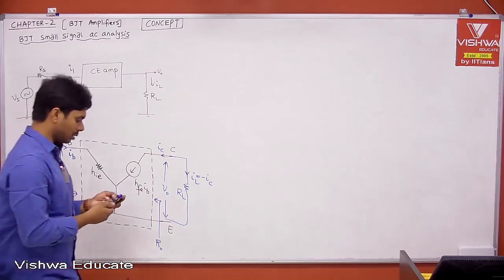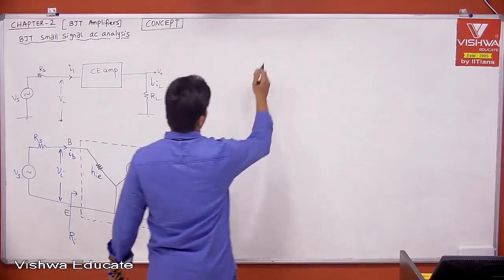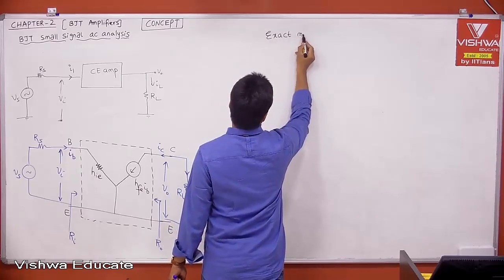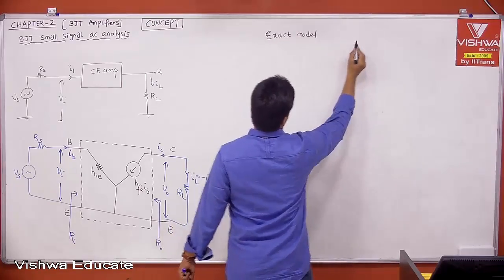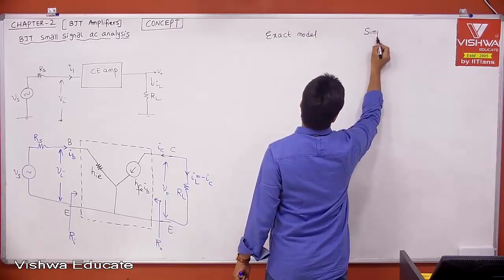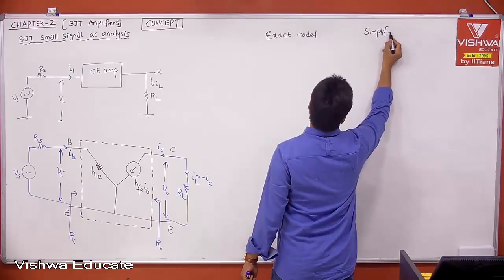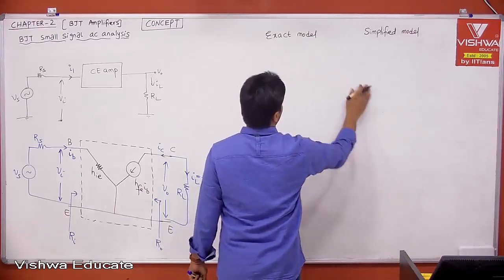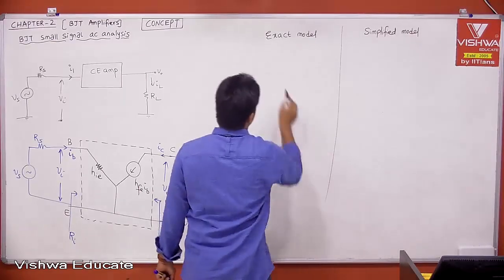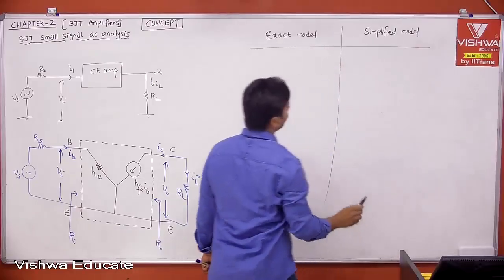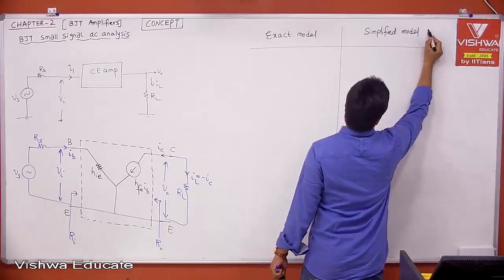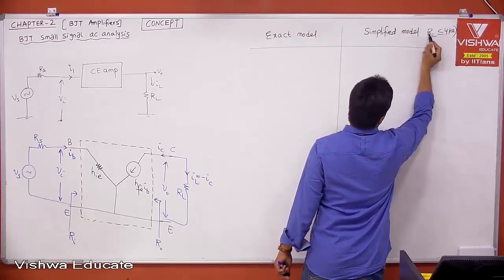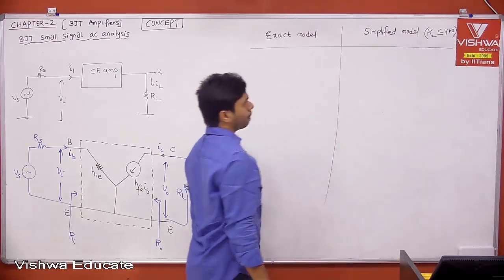Okay. Now maybe I can give you the table. This is the AC parameters using the exact model and the AC parameters using the simplified model. Don't write, just listen here. When you go for the simplified model, provided the load RL is less than or equal to 4K or 5K, in the order of 4K.